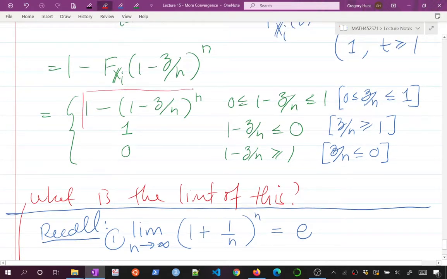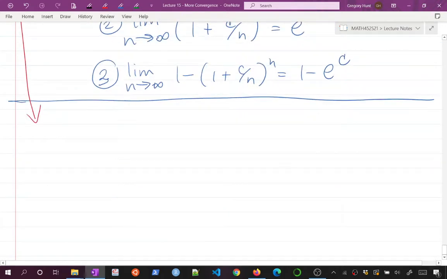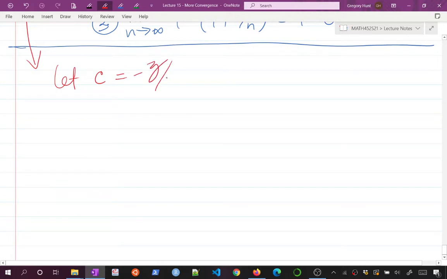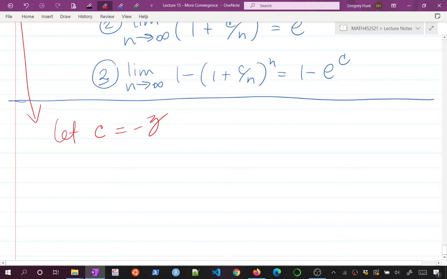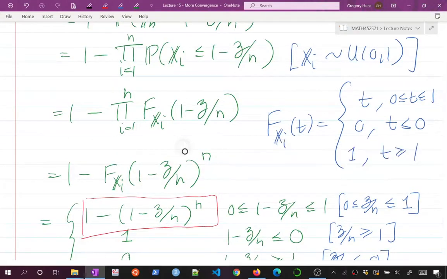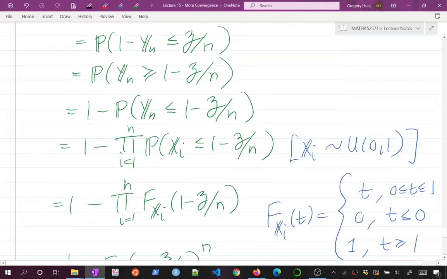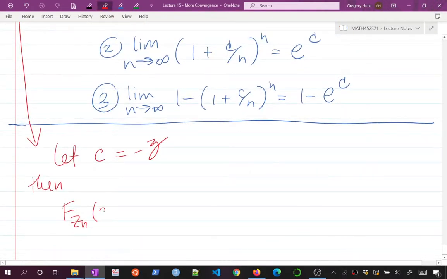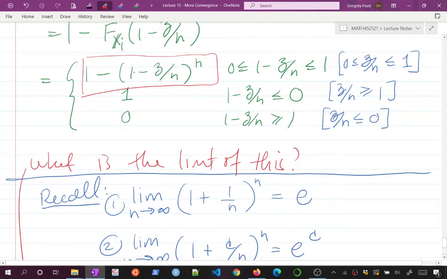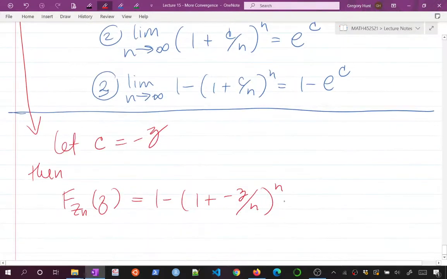But the first case here, as n goes to infinity, we can let our c be negative z over n. I'm sorry, negative z. And then our F_Zn of z is basically 1 minus (1 plus negative z over n) to the n, and that thing will then converge to 1 minus e to the negative z.